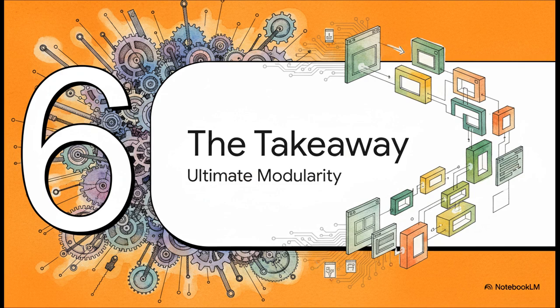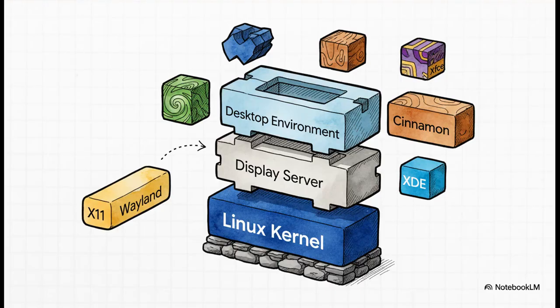So let's bring this all home. Let's focus on the single most important idea to take away from all of this. The key thing to remember is this: the Linux graphical user interface isn't a single product. It's not one monolithic thing. It's a stack of interchangeable building blocks. You choose your foundation, the classic X11 or the modern Wayland, and then, on top of that, you can place whichever desktop environment you want. That modularity gives you a level of control and customization that you just can't find anywhere else.